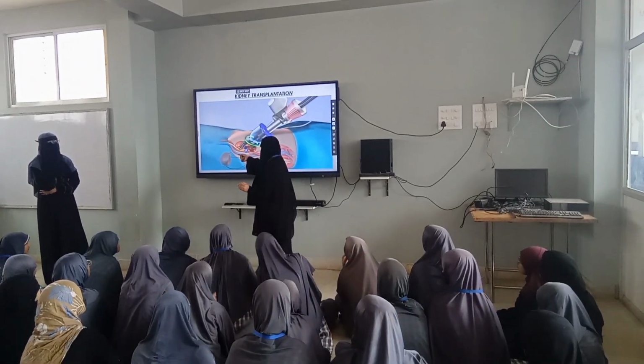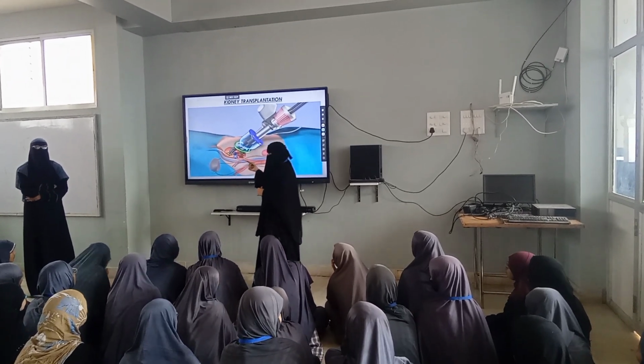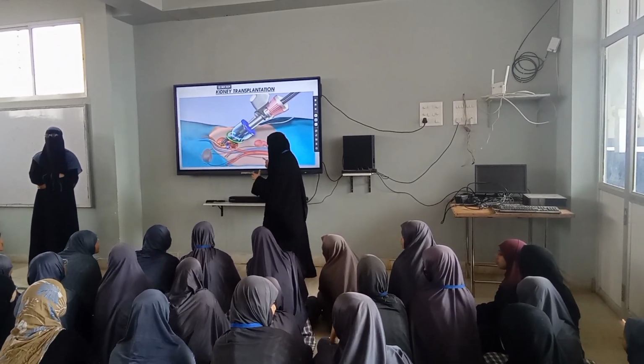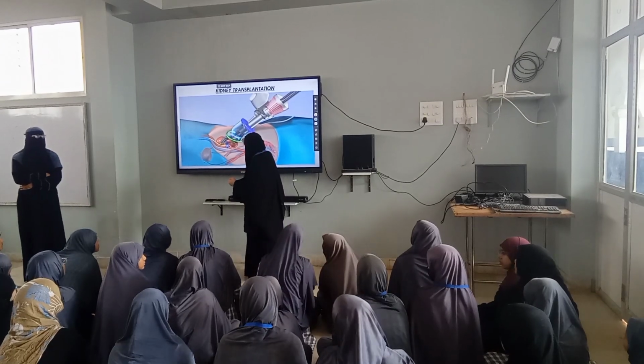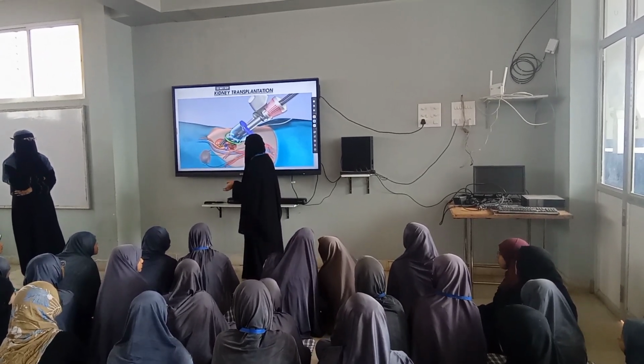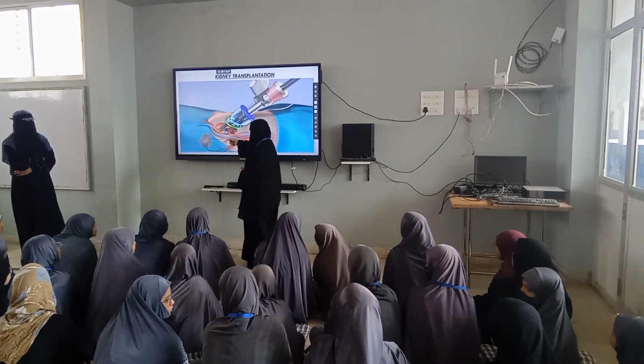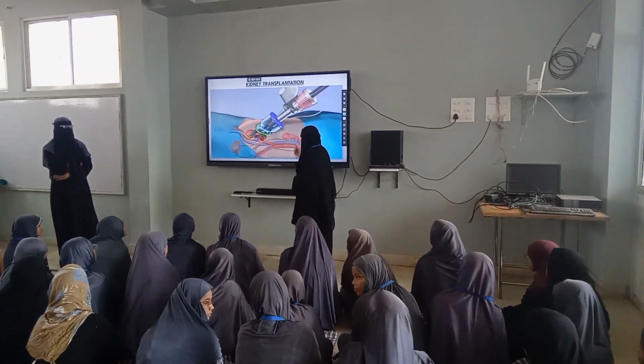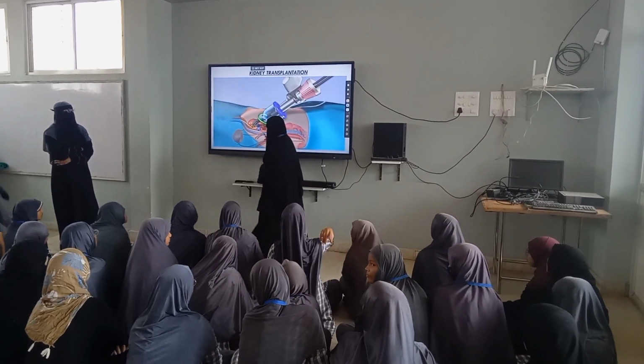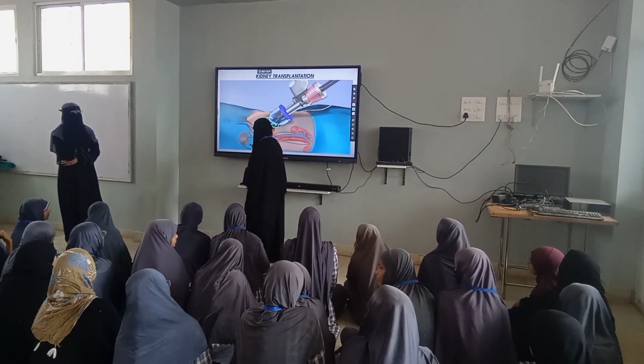An incision is made. A cut is made into the lower abdomen of the recipient, and the donated kidney is placed here. And you also observe the damaged kidneys are here and the transplanted kidney is directly connected to the blood.